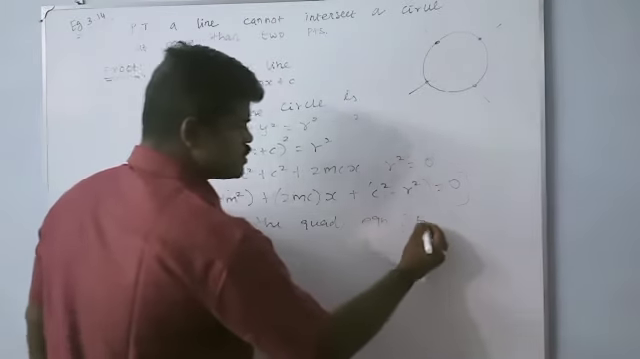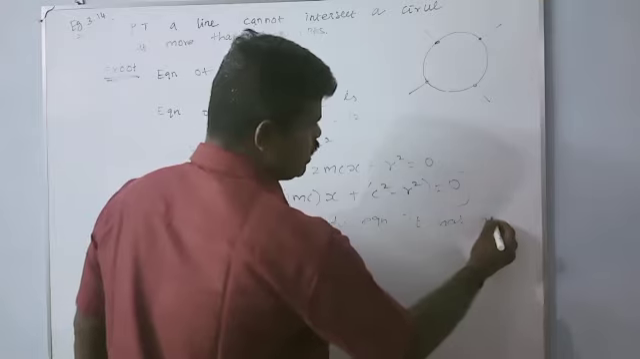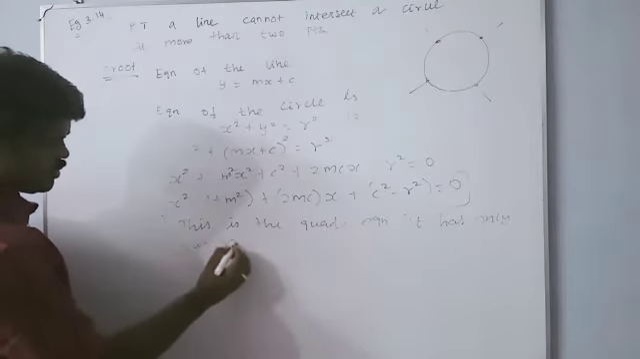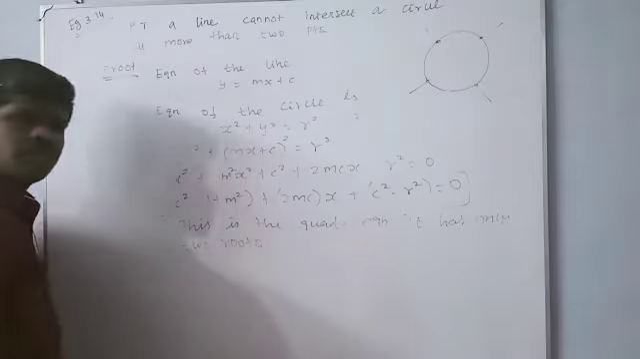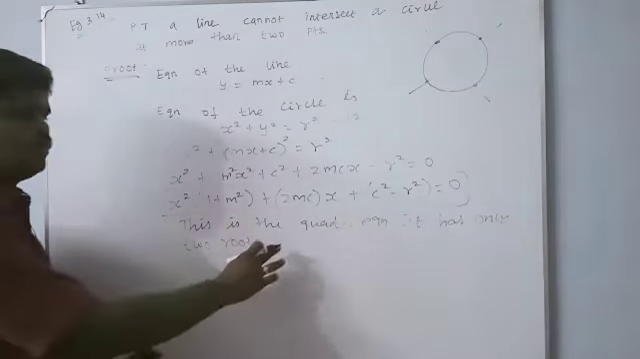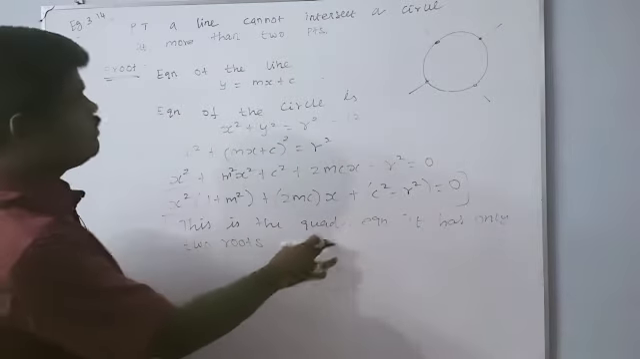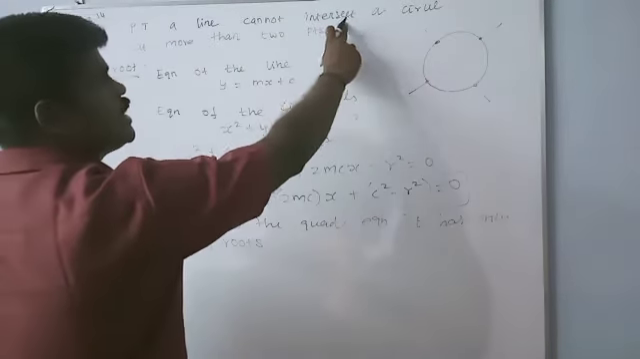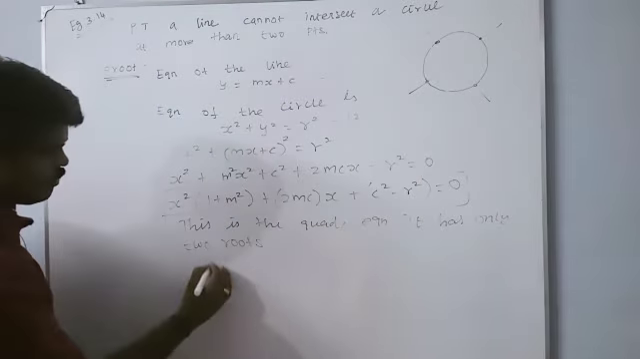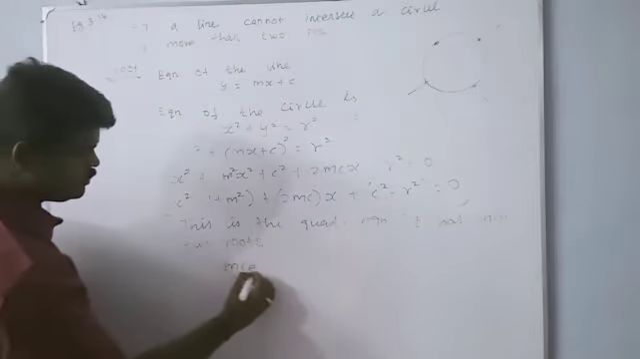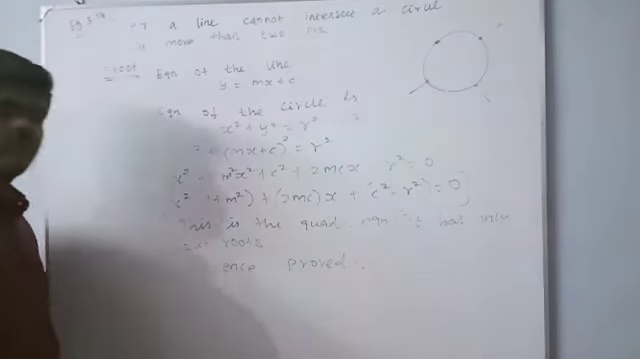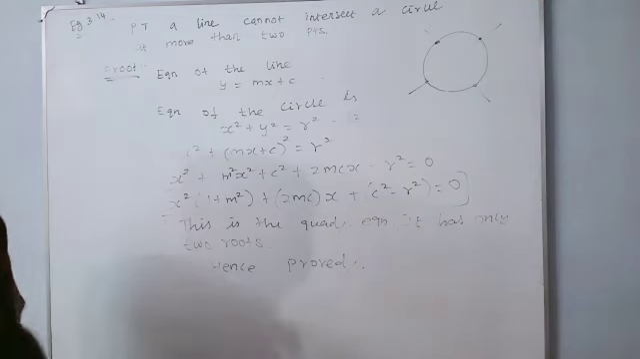It has only two roots. This equation has only two roots, so there are no more than two roots. So the line does not intersect the circle at more than 2 points. Hence proved. Okay, so refer to this sum.